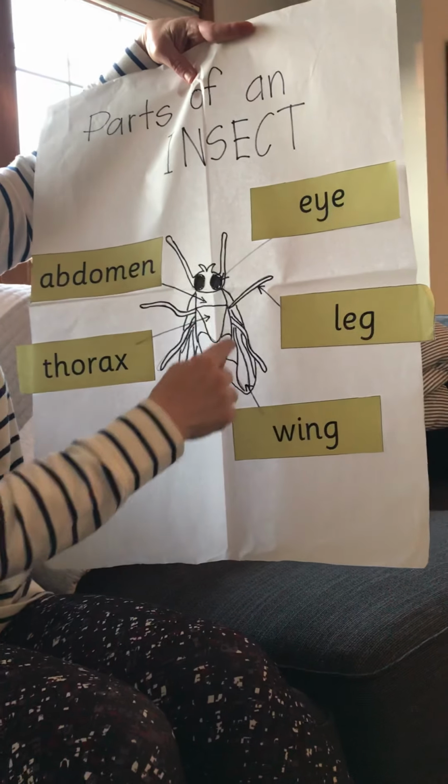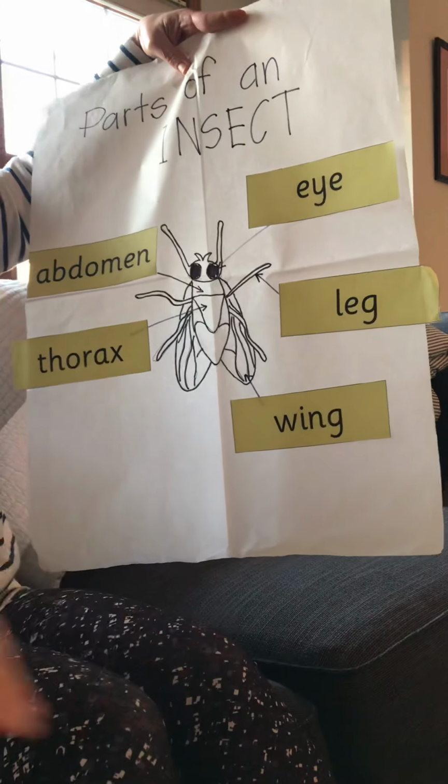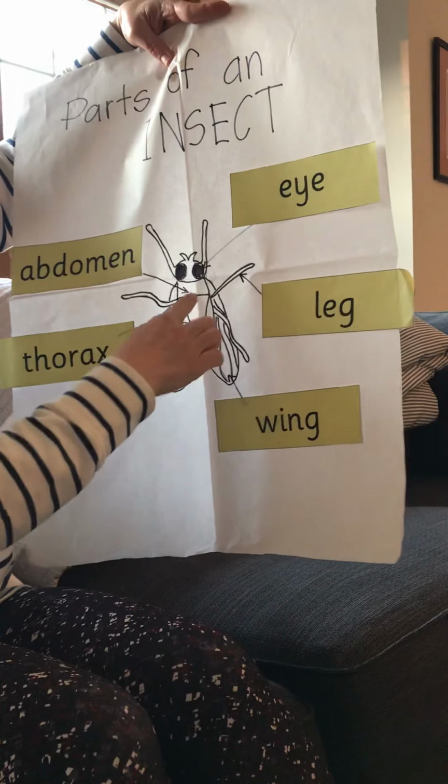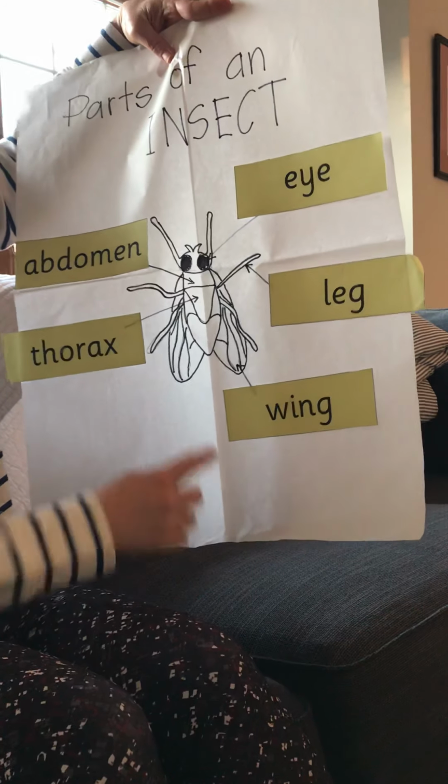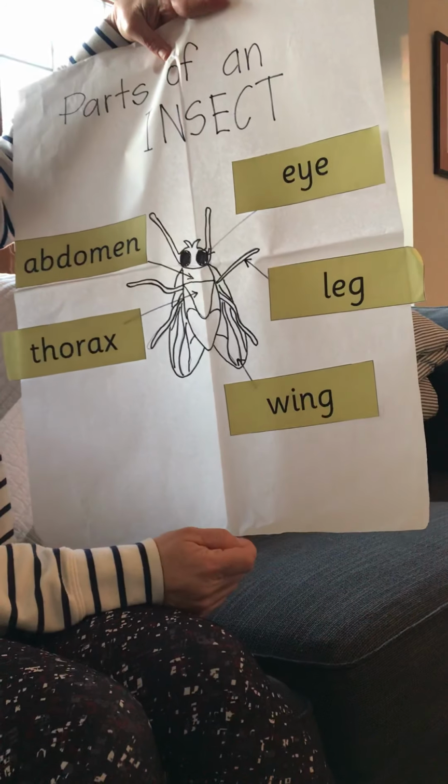And then they have something called a thorax. That's the bottom part, the core body part of the insect. And then they also have wings.